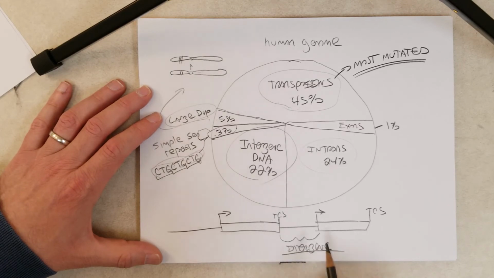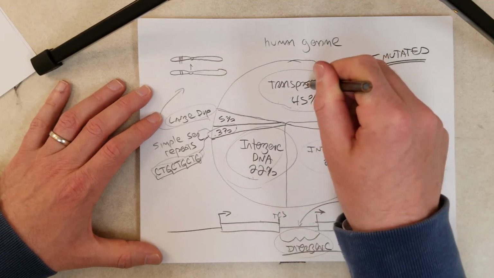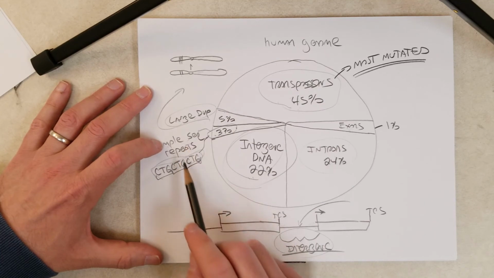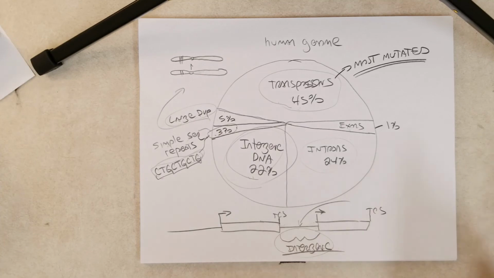So intergenic DNA is the DNA that's found between the genes. And it's important, right? Because that's where the promoter sequences are, that's where the termination sequences are, regulatory elements. So all this stuff is important. And 22% of the genome is comprised of these sequences that are found between genes, and they're not transposable elements, and they're not large duplications, and they're not simple sequence repeats. They're unique DNA found between genes. So that's a simple pie chart of the human genome.